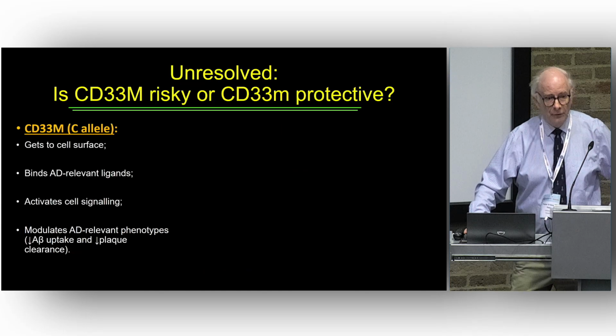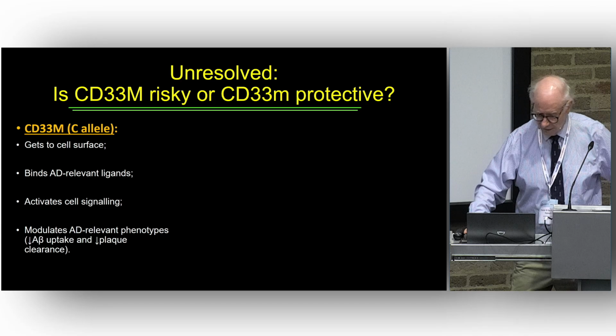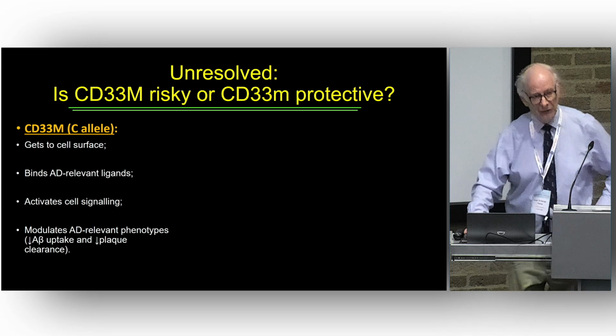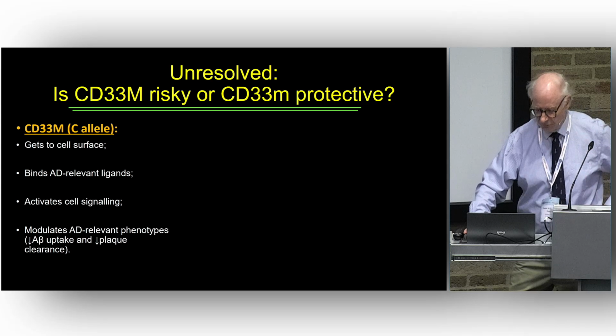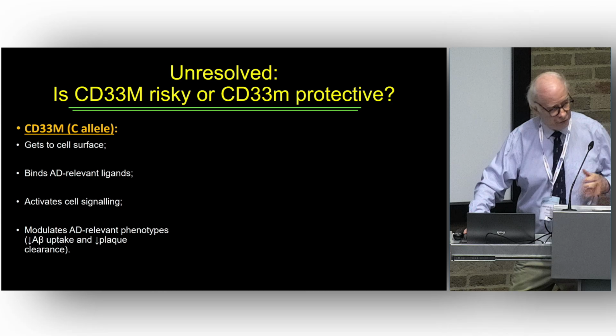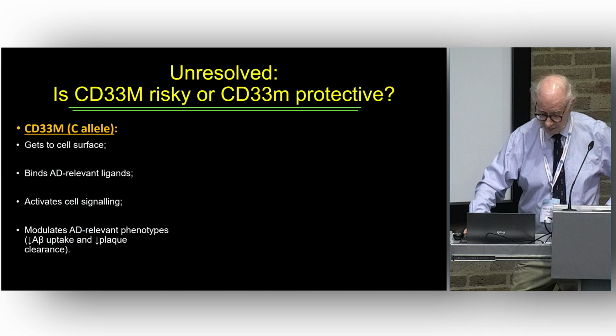So the one final question that remains unresolved and is a bit of a fight in the genetics world is whether or not the CD33 big M, which is the common allele, is risky, or whether the CD33 little m is protective. And this is a question that I think isn't fully resolved. But the arguments in favor of CD33M, essentially the wild type allele being risky, is that, as shown here, that protein gets to the cell surface, it binds to AD-relevant ligands, it activates inhibitory cell signaling, and it modulates in a negative way the AD-relevant phenotypes of A-beta uptake and plaque clearance.